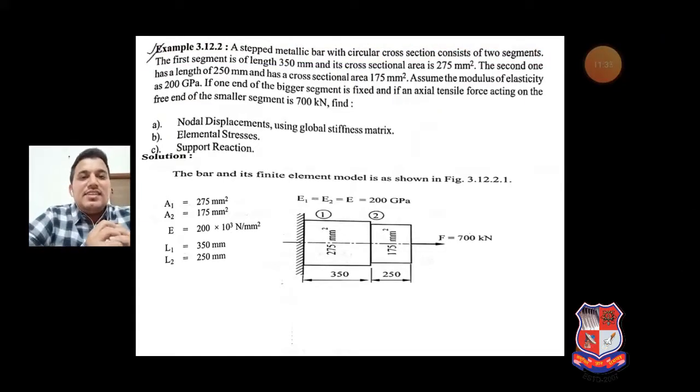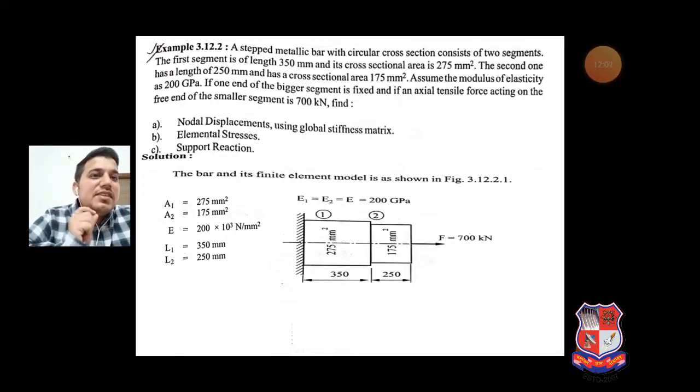Let's start the next example. We are taking a similar example of the potential energy method. Now let's see. We have one example. The data is a stepped metallic bar with circular cross section consisting of 2 segments. So here we have 2 segments, 2 steps.